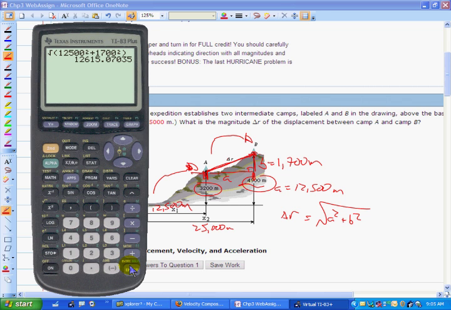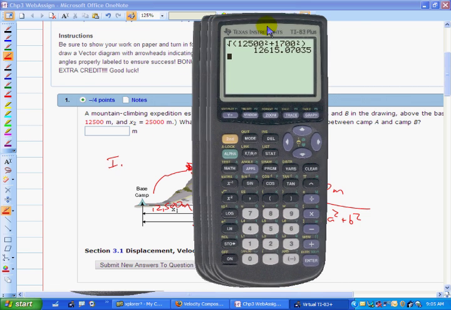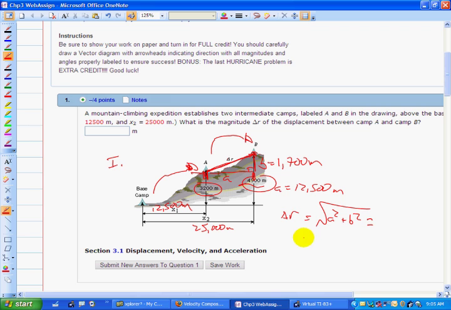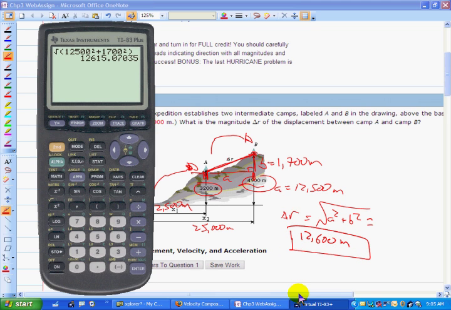It's a little bit over 12,600, okay? So technically we're supposed to do sig figs. Looks like it's 3. If you give it one more, usually you're safe, okay? So like 12,600 meters or 12.6 kilometers, okay? Will be our final result there.